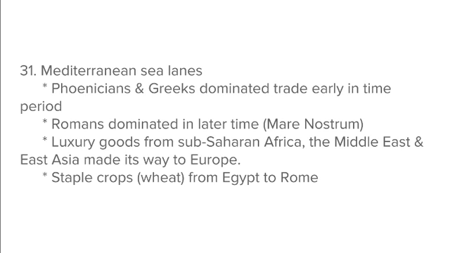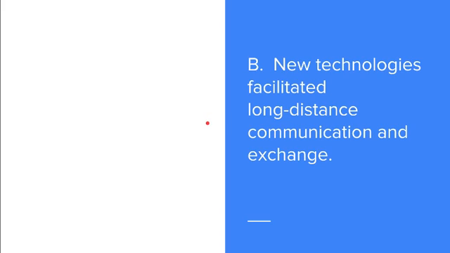And all these luxury goods from the Middle East or from Africa are going to make their way throughout the Mediterranean and into Europe. Now, we also see that they're going to transport staple crops, meaning food goods, primarily wheat, and the Romans are going to be heavily dependent on food supply from Egypt. Egypt is a powerhouse when it comes to agricultural surplus, remember, because they have that fertile Nile River Valley.